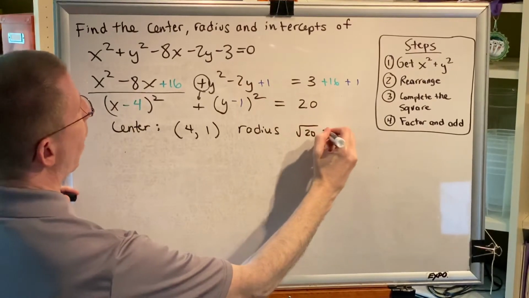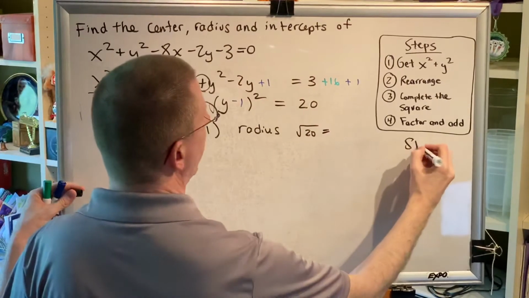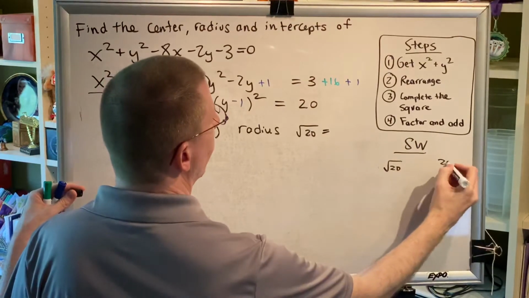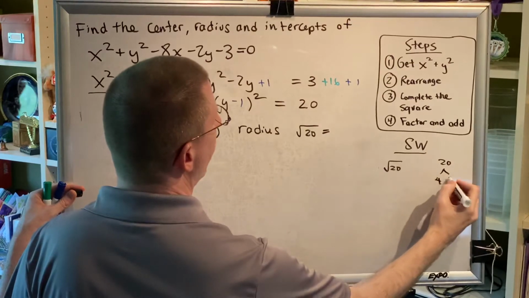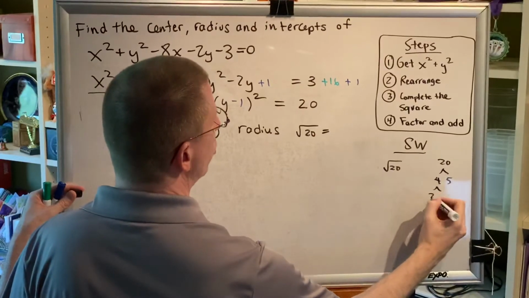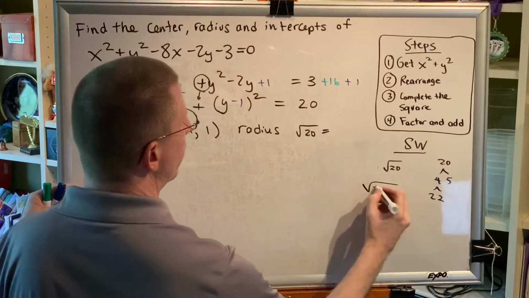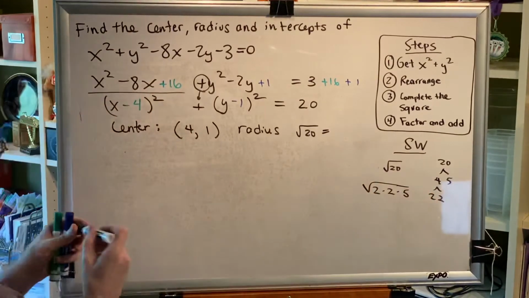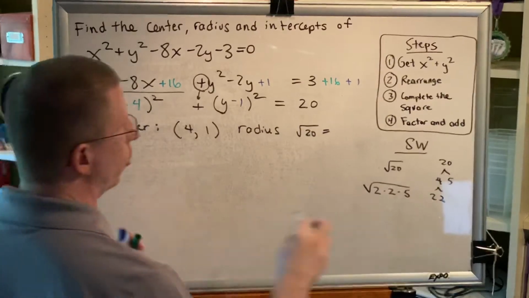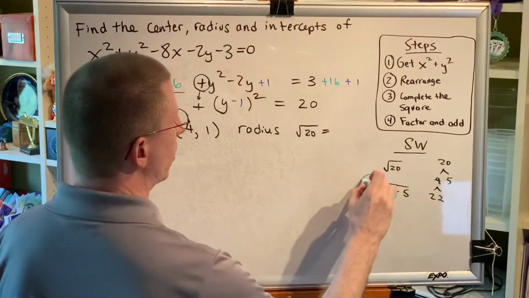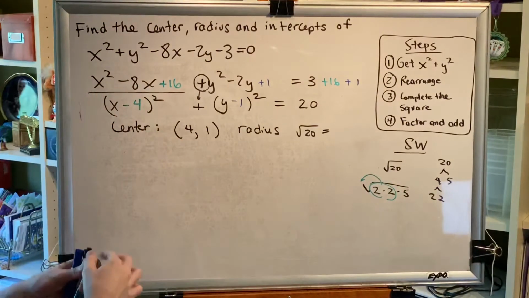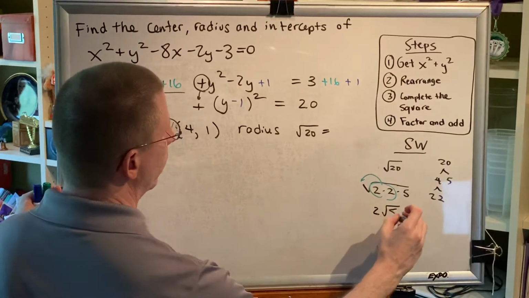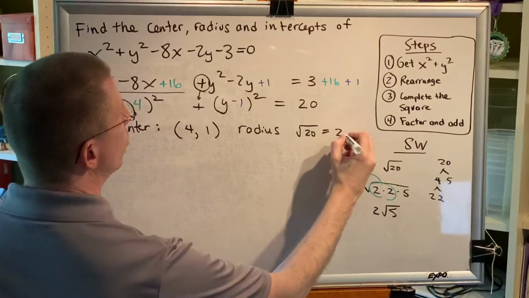which can be simplified. We'll do that in our side workspace. The square root of 20 is the same as 4 times 5. 4 is the same as 2 times 2. So 20 is 2 times 2 times 5. This is a square root, so we want groups of 2. Each group sends one representative out to multiply. And so we get 2 times the square root of 5. So the radius is 2 times the square root of 5.